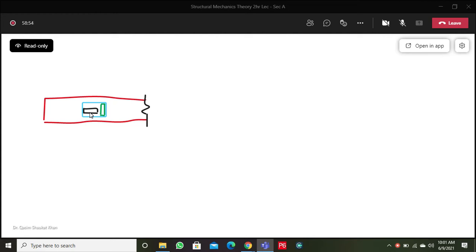ठीक है जी? In 3 dimensions, let's say this is epsilon x. This strain gauge is measuring epsilon x. It will only measure the strain in the longitudinal direction. It will not measure the strain in the y direction or z direction. ठीक है जी? It will not measure the strain in y or z direction.